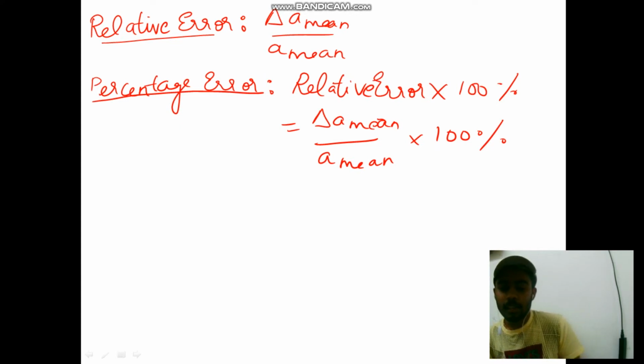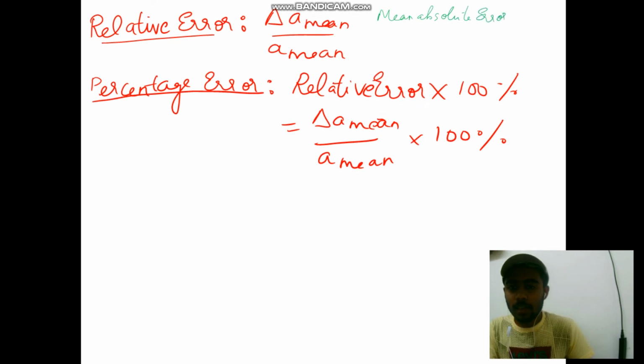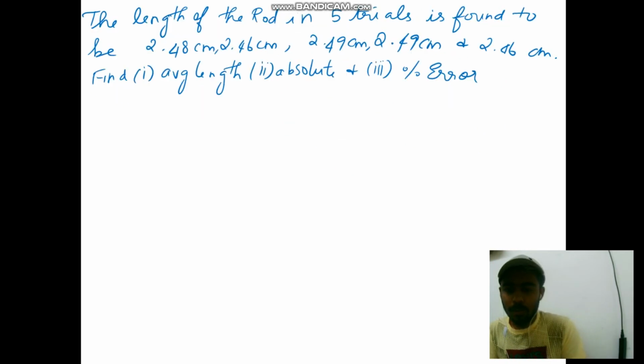Relative error is the mean absolute error that we found in the previous step divided by the arithmetic mean of all values. We divide by the average value to get the relative error, and if we multiply the relative error by 100, we get the percentage error. Okay, now let us move on to one numerical.